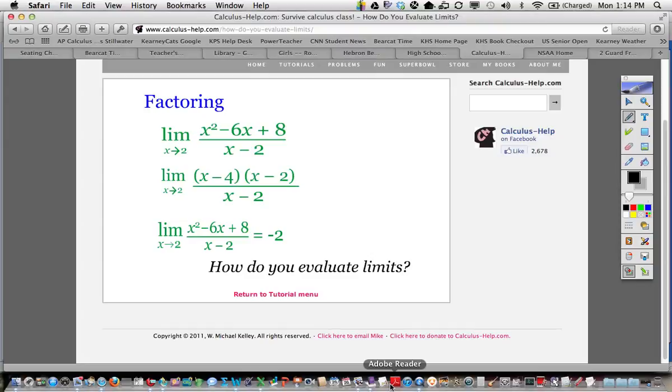Can you see why that's a good idea? Well, the reason is because now the numerator and the denominator both contain the term x minus 2, which is going to cancel out. This leaves the limit as x approaches 2 of x minus 4. This is much simpler to solve because now you can use substitution. And when I do, I get 2 minus 4, which is equal to negative 2.